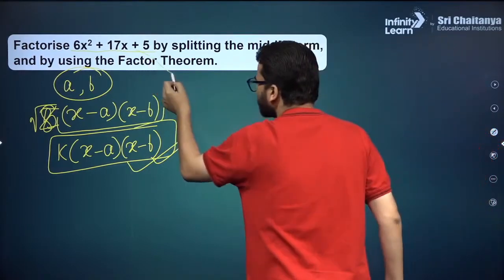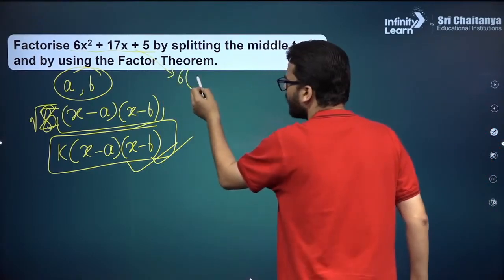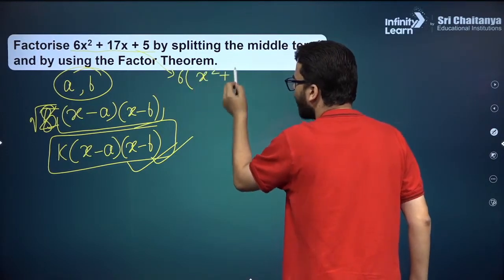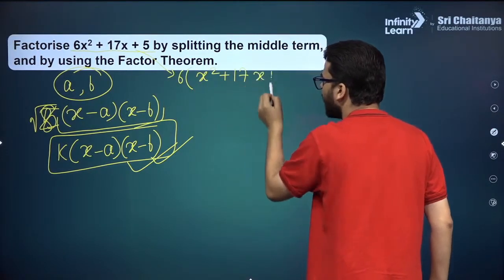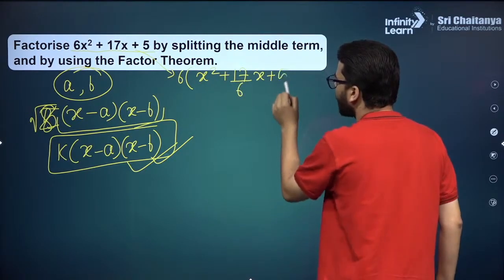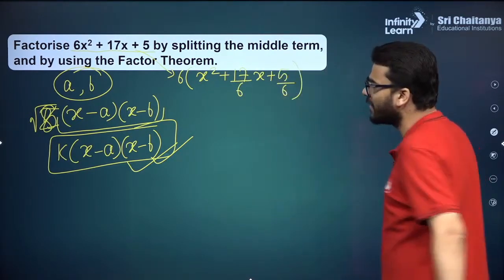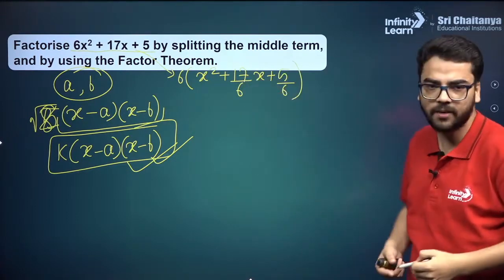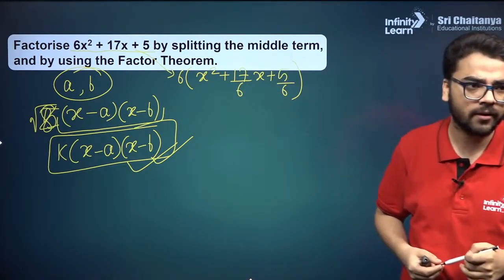So can I take this polynomial and take 6 as common? I will be left with x square plus 17 by 6 x plus 5 by 6. Can I write it like this if I take 6 as common over there? I hope that is clear.